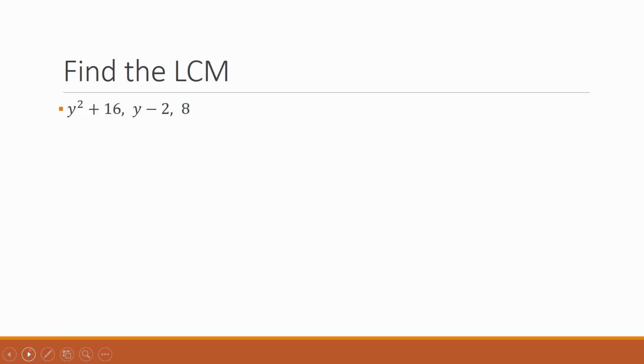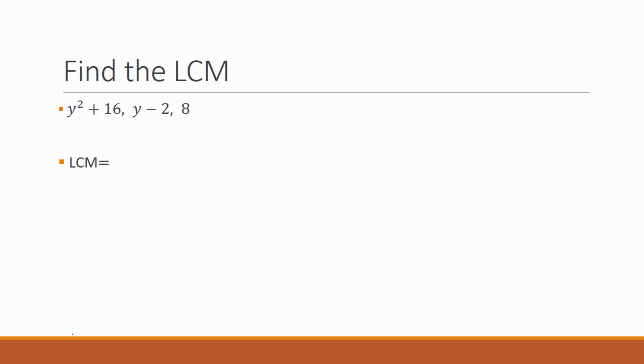Okay, let's find the least common multiple of y squared plus 16, y minus 2, and 8. Y squared plus 16. Can that be factored, or is it simplified already? That's correct. It cannot be factored. Y squared plus 16 cannot be factored. We can't factor the sum of perfect squares. Now, if that would have been a minus, we could have factored the difference of perfect squares. And there's no GCF there. So it cannot be factored.